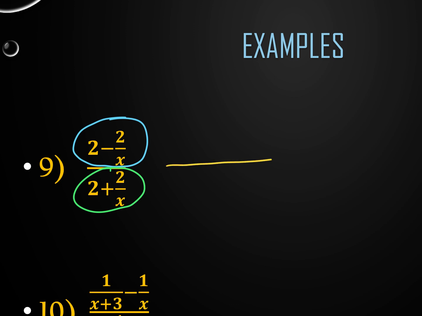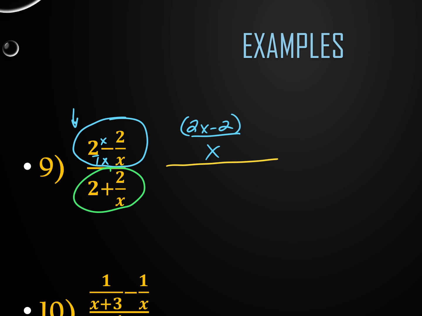In your numerator, ladies and gents, do you have an addition or subtraction of fractions? Yes, so I got to get a common denominator. What is my common denominator between 1 and X? Perfect. My first fraction, what do I have to multiply the denominator by so it looks the same? X. What you do to the bottom, you do to the top. So I have 2X minus 2.